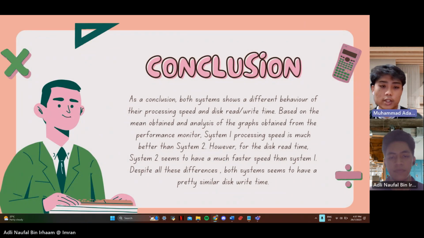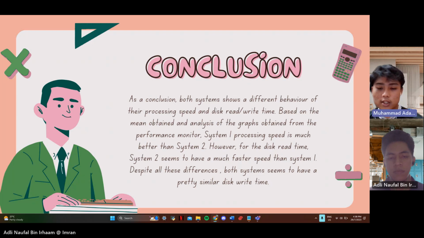So for the conclusion, we think that both systems show a different behavior in their processing speed and disk read or write time. Based on the means obtained and the analysis of the graph we obtained by conducting the performance monitor for 5 minutes, I think that system 1 processing speed is much better than system 2, as shown in the graph before. However, for the disk read time, system 2 seems to have a much faster speed than system 1.